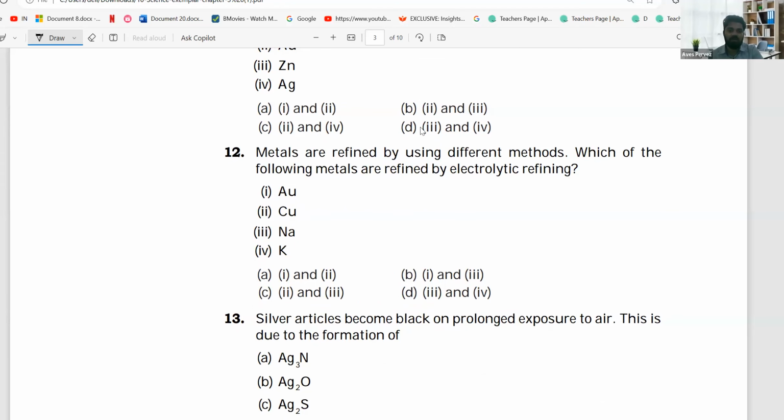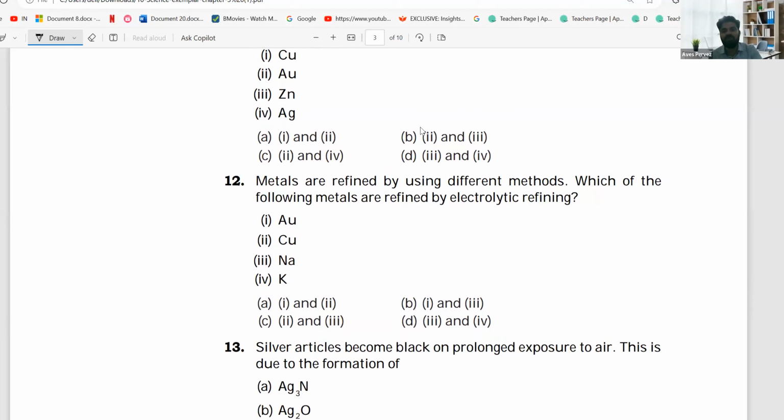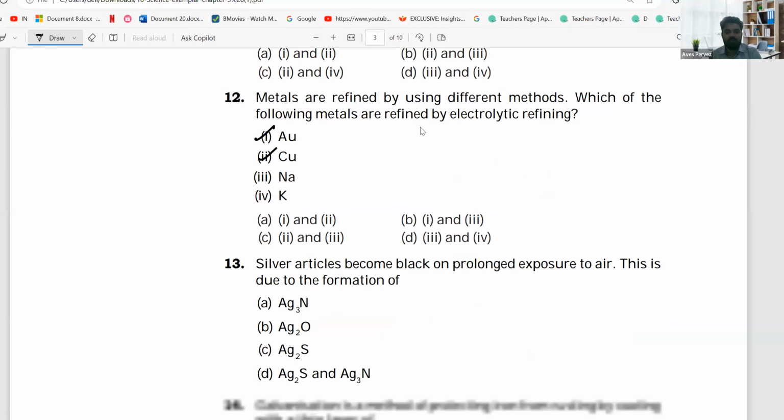Question number 10. Metals are refined by using different methods. Which of the following metals are refined by electrolytic refining? Copper and gold, options 1 and 2. Why? Because these are the least reactive metals. Sodium is a highly reactive metal. So copper and gold are used for purifying the precious metals.